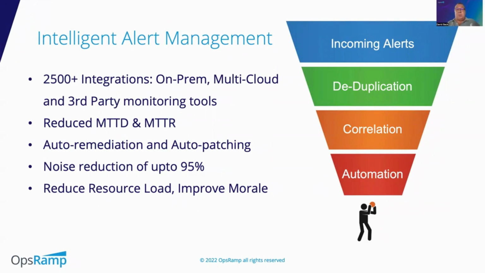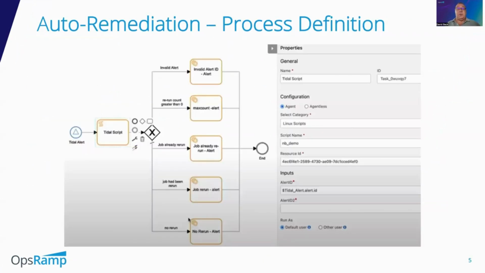And using automation to do small remediations, perhaps start and stop a script, maybe stop a service, perhaps do some auto patching, etc. And the way that you set that up in the system is you use the process definition. And those process definitions are created using a nice graphical workflow designer.